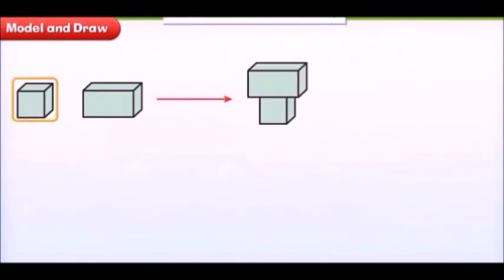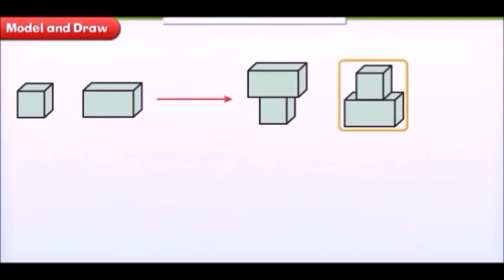You can put shapes together to make new shapes. What are some ways you can do this? Try putting the rectangular prism on top of the cube. Now what if you put the cube on top of the rectangular prism? Notice that this shape is really the same as the first shape you made. It's just upside down.